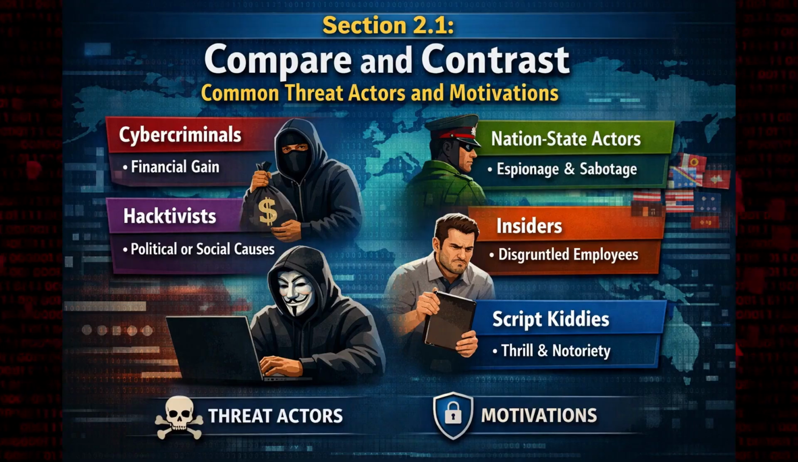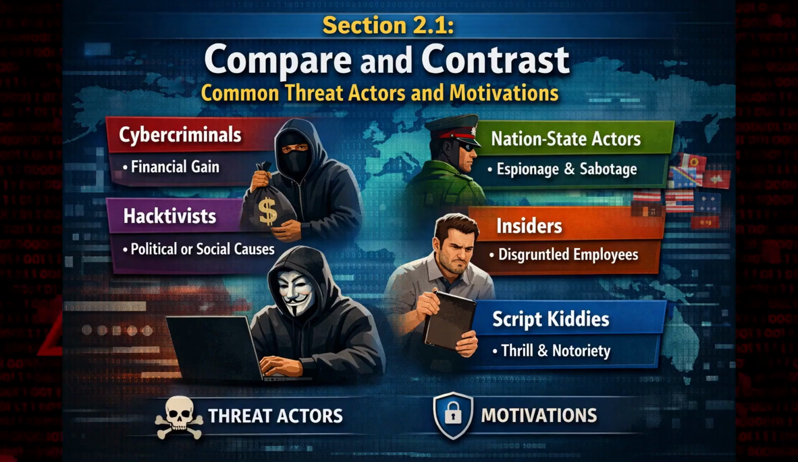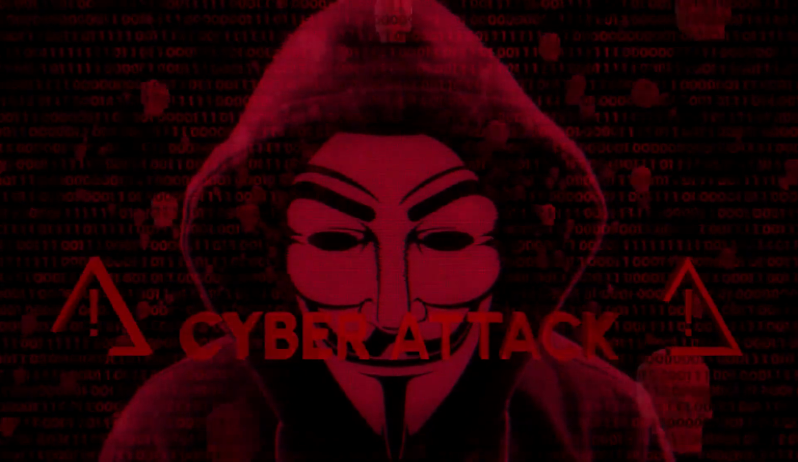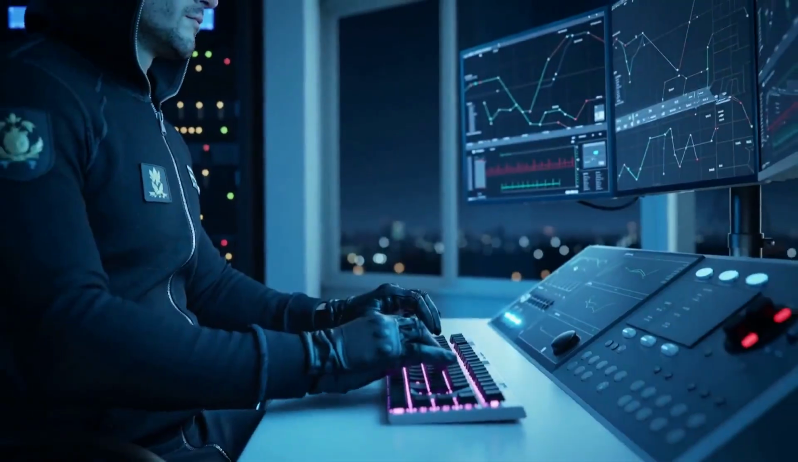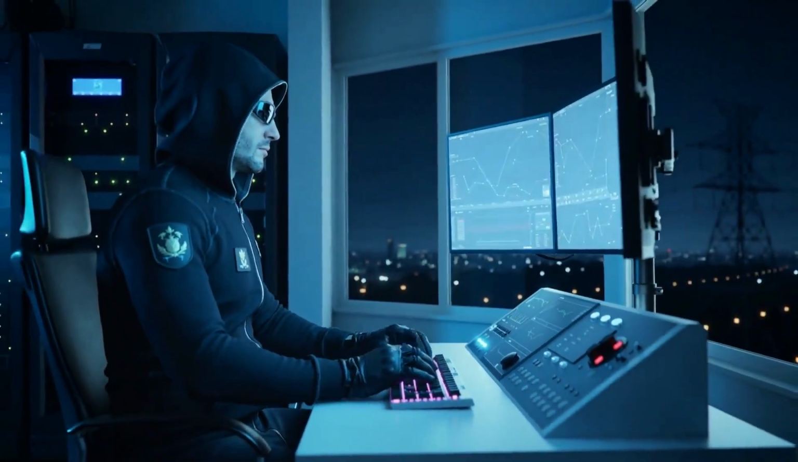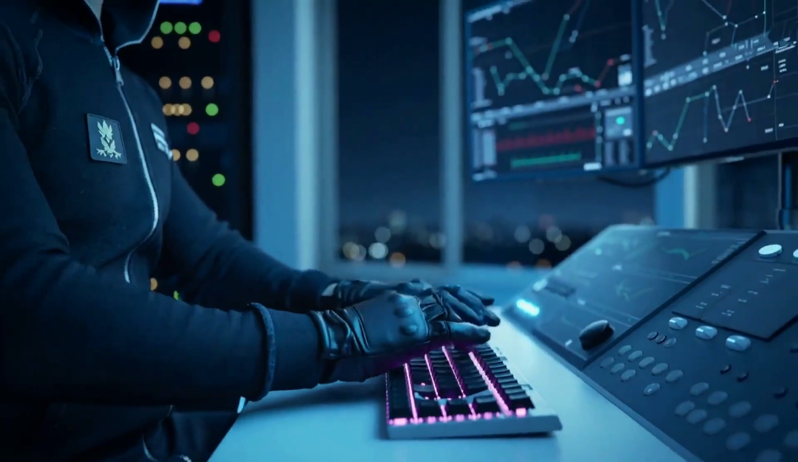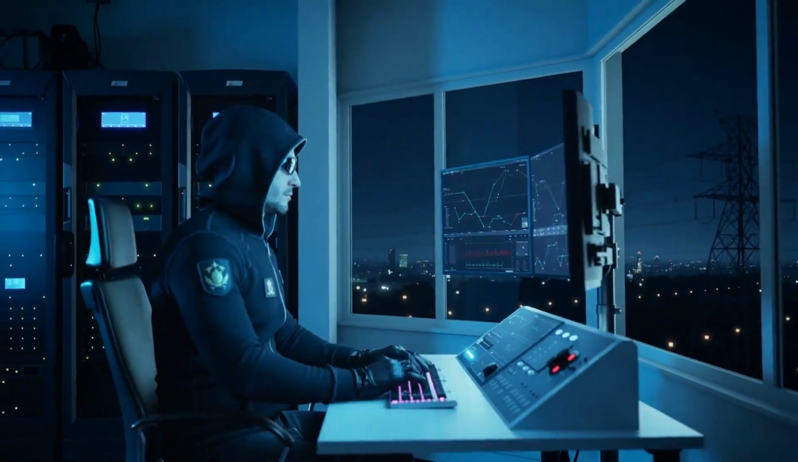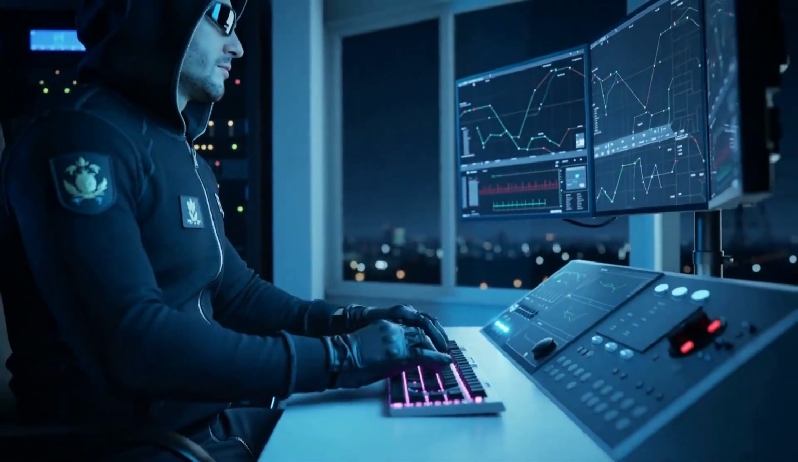So, who is a threat actor? A threat actor is a person or group behind a cyber attack. In simple terms, it answers the question, who is attacking the system? That is a threat actor. There are different types of threat actors that attack systems for different reasons. We have 6 of them that we will be covering for this exam.